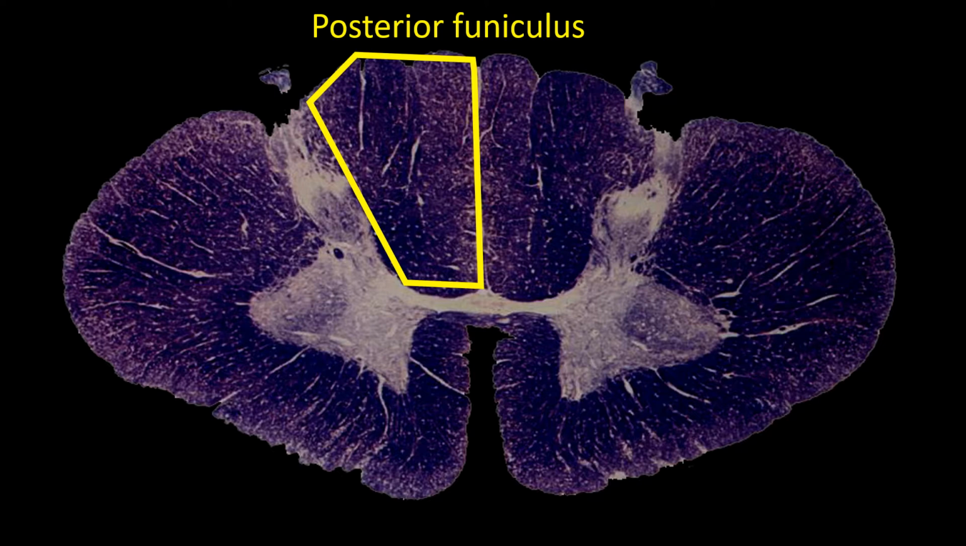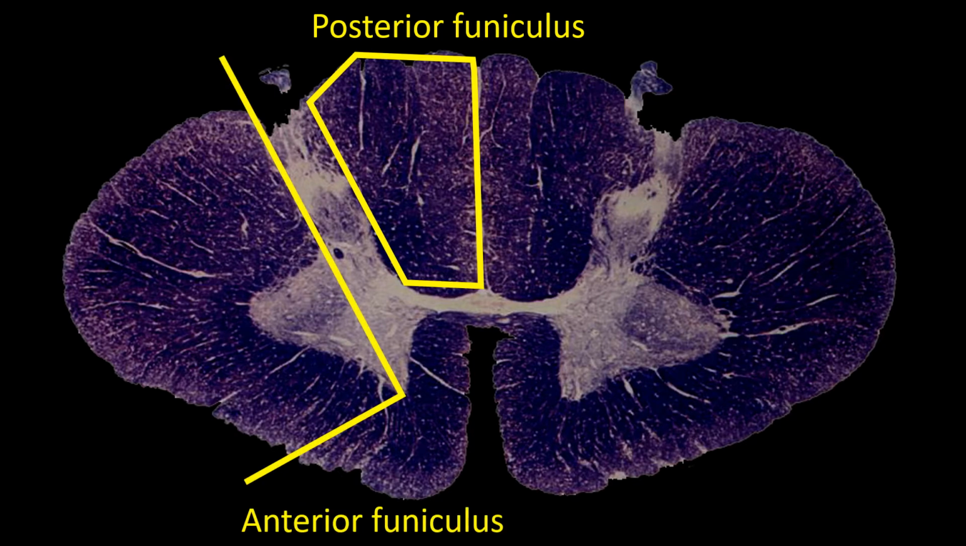The rest of the white matter can be divided into a small anterior funiculus expanding between the median sulcus and a line drawn from the most ventral region of the anterior horn to the anterolateral sulcus, and the larger lateral funiculus extending from the same line to the dorsal root entry zone.